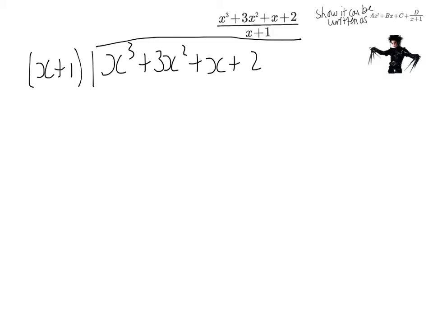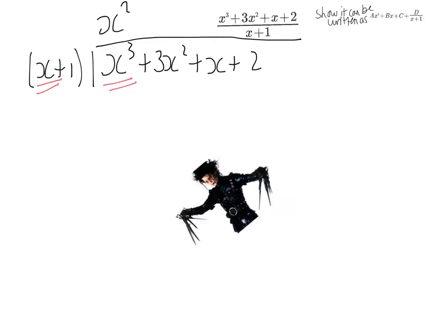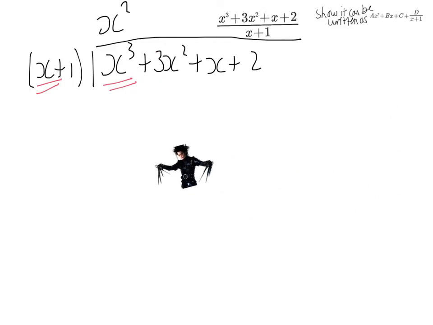Okay, let's begin. So we're going to take the first part and we're going to say how many x's are there in x cubed, or what do I have to times x by to give me x cubed? So I reckon what I have to times it by is x squared. Okay, let's pop that in. So x squared. The minute he's on the top, my good friend Mr. Edward Scissorhands comes into play. I'm going to put him up here so that we don't forget him. There he is.